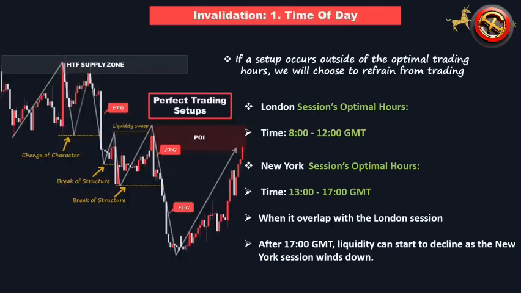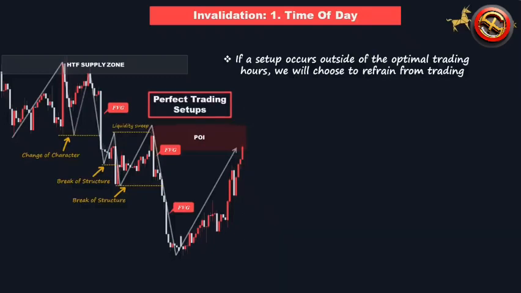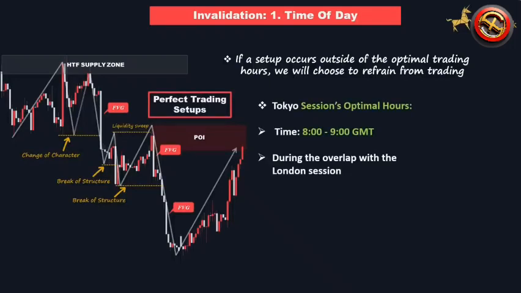The first few hours of the New York session can also be favorable for trading, as this is when US economic data is released and can result in significant price movements. It's important to note that after 17 o'clock GMT, liquidity can start to decline as the New York session winds down. Personally, I prefer to not trade after 5 p.m. because, particularly after that, most likely price will consolidate around major zone that has been formed through the day until London session starts tomorrow. And for the Tokyo session, the most optimal trading time during this session is generally during the overlap with the London session, as both sessions see higher liquidity and potential for price trends.